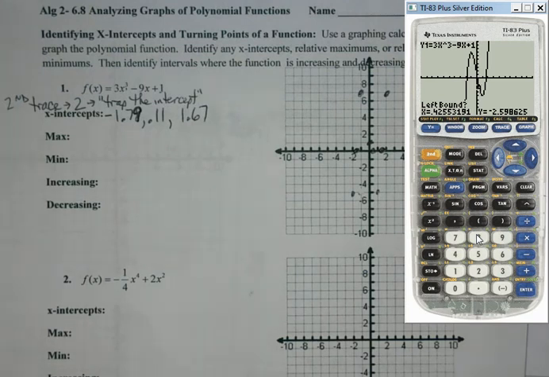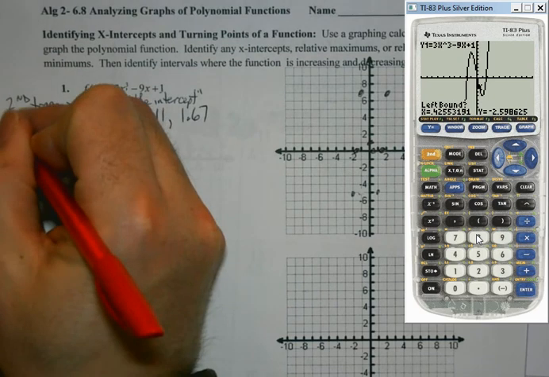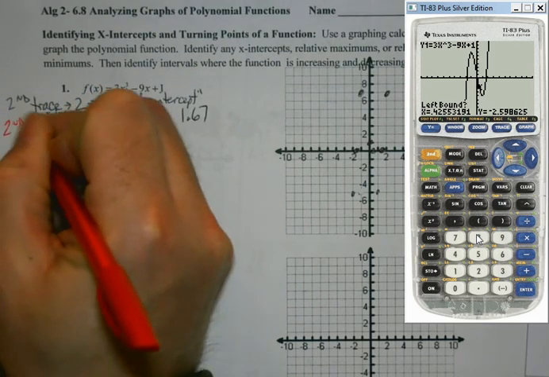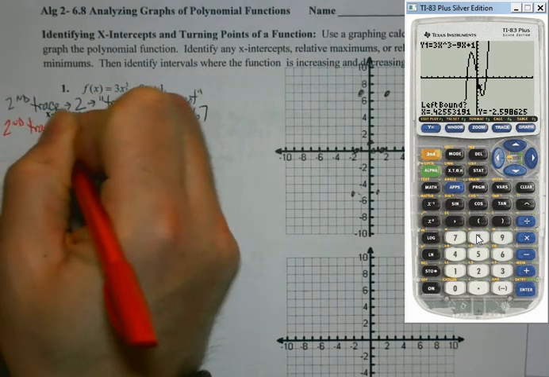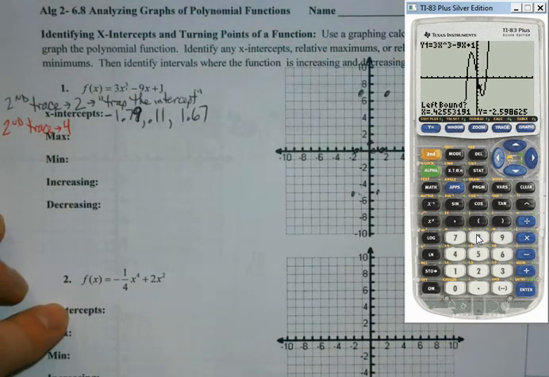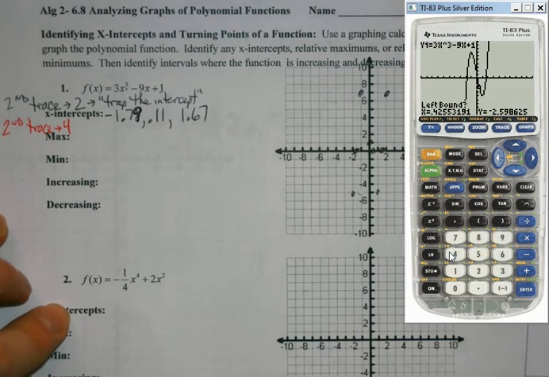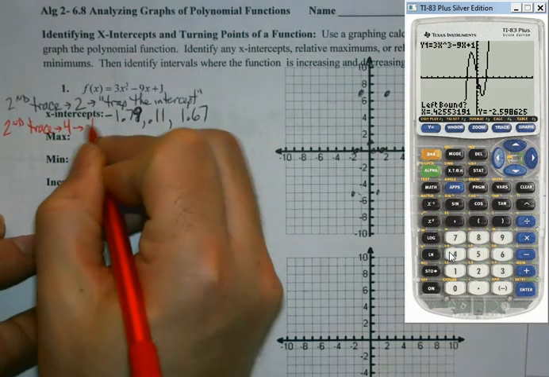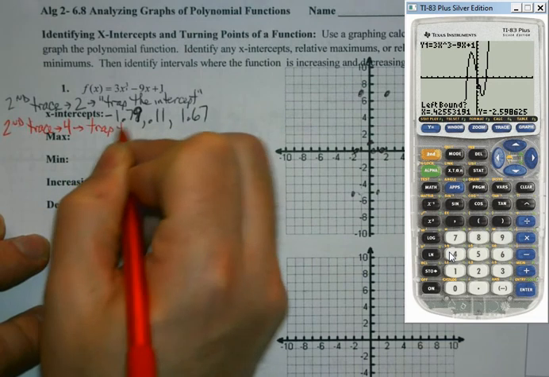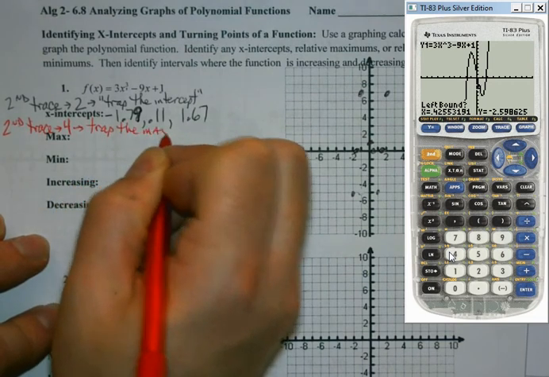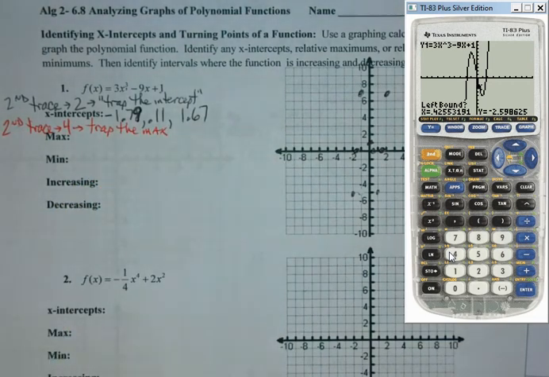So when we get to the max, okay, we're going back to that second trace menu. But this time, I'm going to use number 4. So let's see here. Second trace. Okay, I want number 4, the maximum this time. And we're just like we did with the intercept, we're going to trap the max.